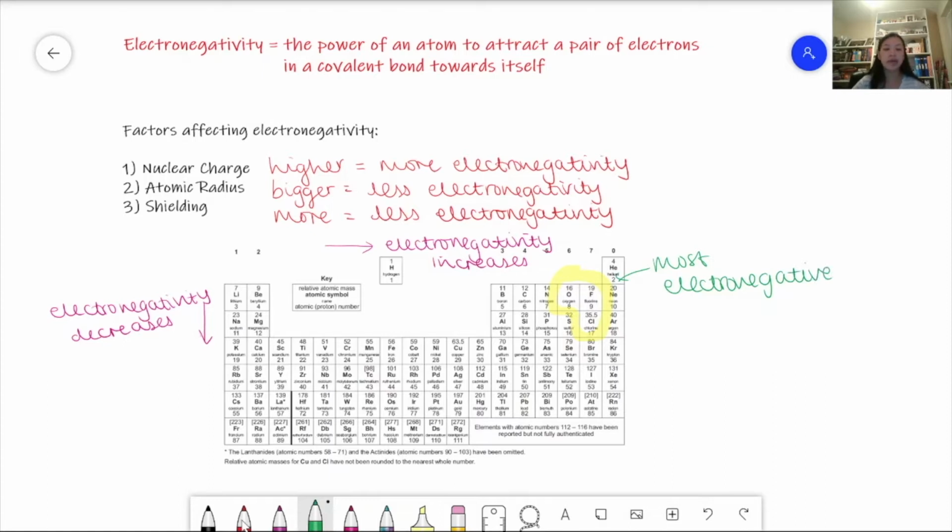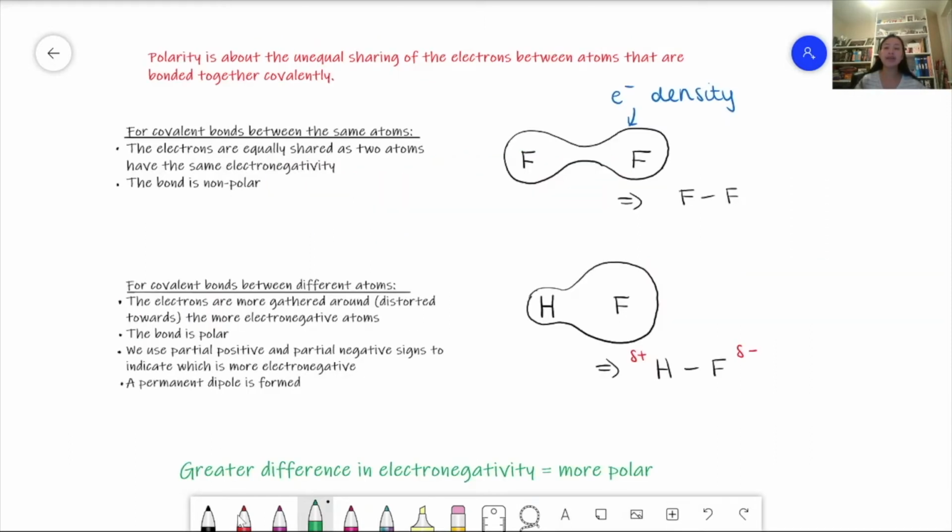One thing to note is that we don't include the noble gases here because they already have a full outer shell, so they don't form covalent bonds. Next, we're going to have a look at electron density, and this is just basically where the electrons are more focused between the two atoms.